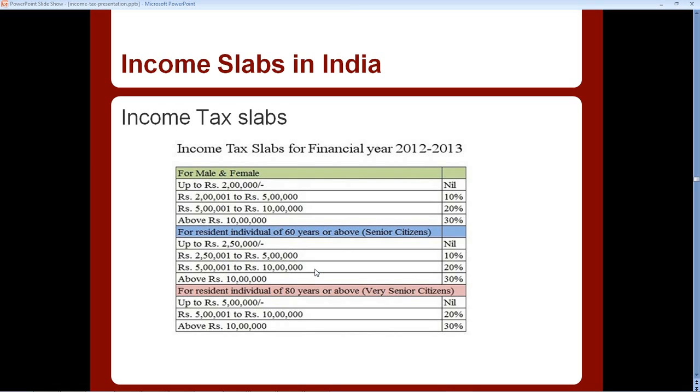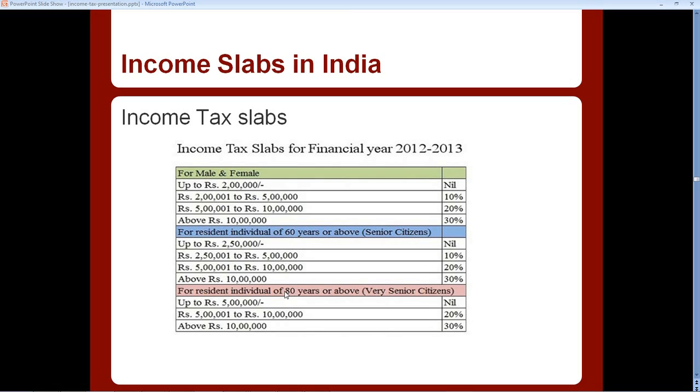For resident individuals of 60 years or above, up to 2,50,000, there is no income tax. From 2,50,001 to 5 lakh, the income tax charged is 10%. From 5 lakh 1 to 10 lakh, it is 20%, and above 10 lakhs is 30%.